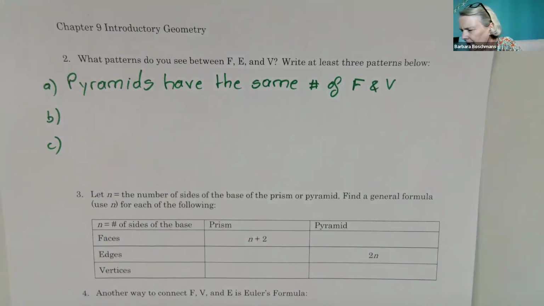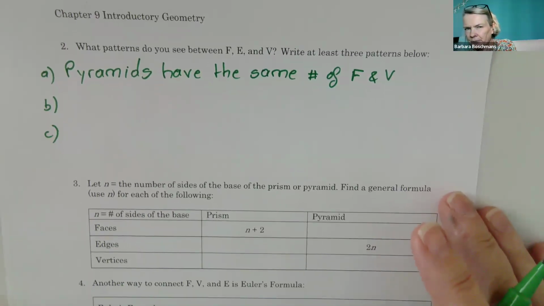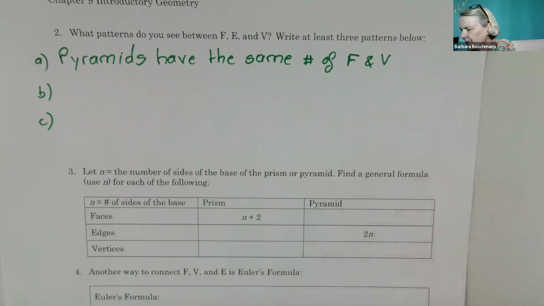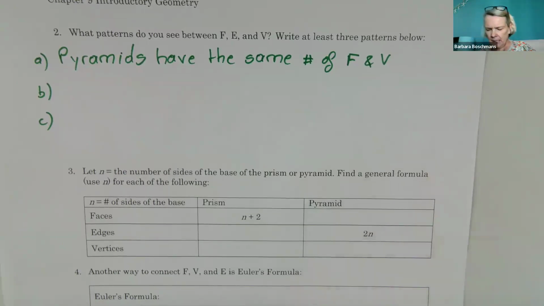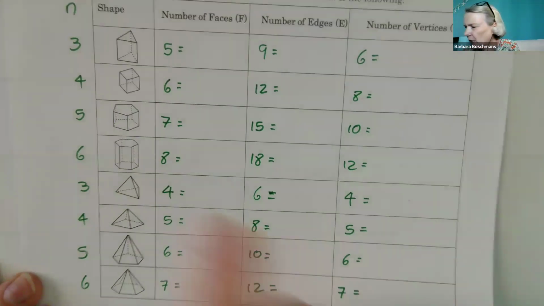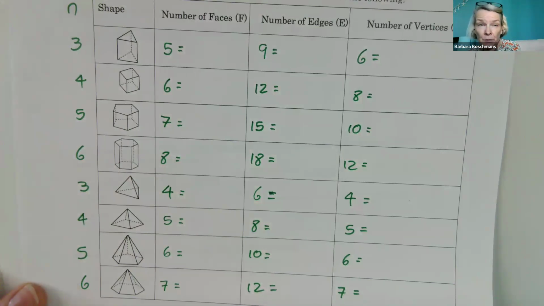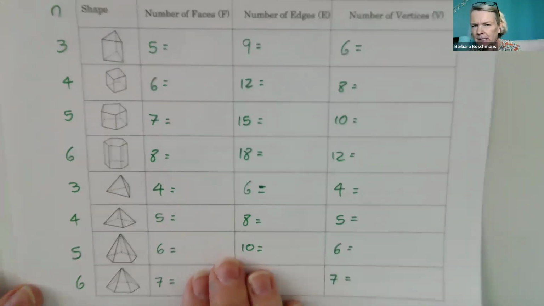Number 3, so we want to let n equal the number of sides of the base. So a triangular prism would have 3, triangular pyramid would have 3 as n. And now we want to find a general formula for the number of faces, edges, vertices based on prisms and pyramids. So in a pyramid, it looks like the number of edges is 2 times n. So if I go back in my table and I write another column where I put in what n was, so n is the number of sides of your base.